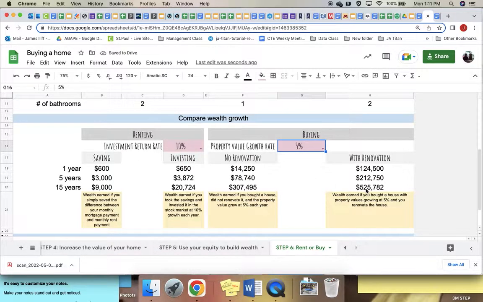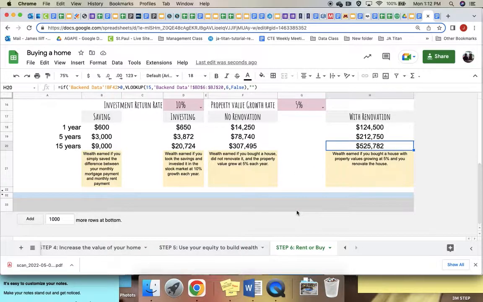With renovation, you can see that they bought a house, they renovated it, and over time, this is how it's going to increase in value, and this is their equity, their wealth gained. So they can compare. They can say, after 15 years, if I just rent and save, I'm going to have $9,000. If I rent and invest, I'll have $20,000. If I buy and don't renovate, I can have $300,000. And if I buy and renovate, it could be up to $500,000.